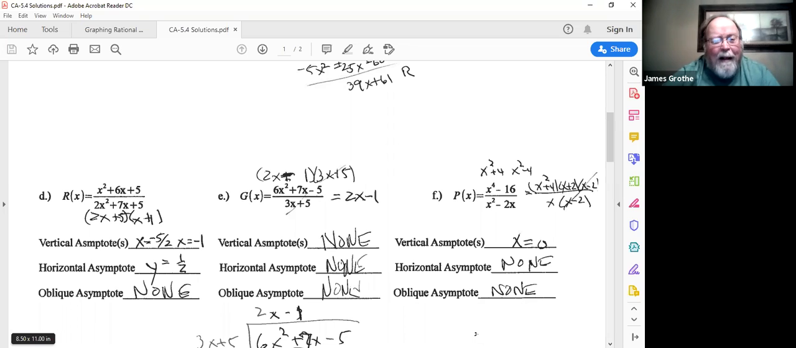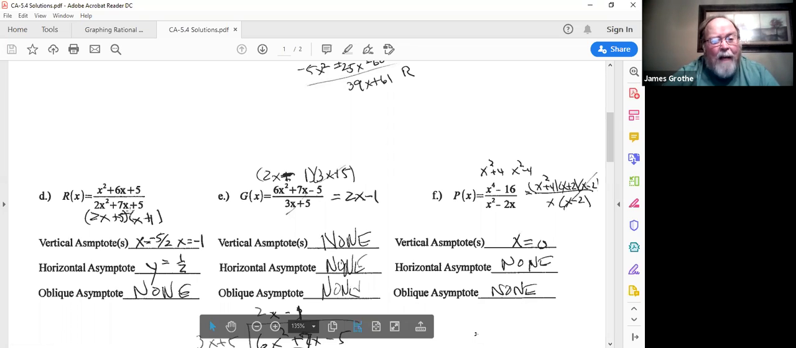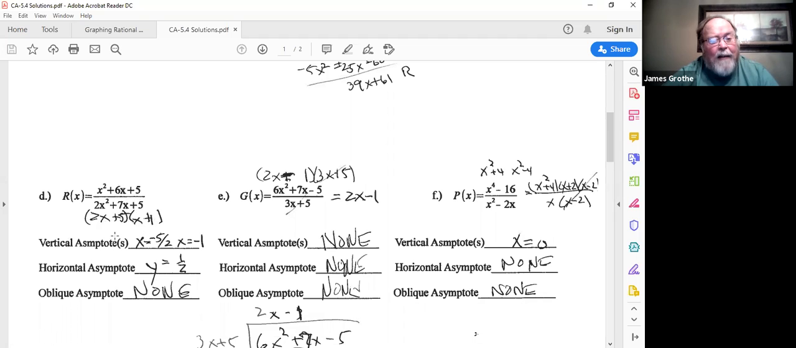We have a couple. Anyway, on top we'd have x plus 2 times x plus 3, and on bottom 2x plus 5 times x plus 1. So nothing to cancel. As far as vertical asymptotes go, we'll set our denominator equal to 0. Since I factored it already, 2x plus 5 times x plus 1, I'll set each of those equal to 0. Setting 2x plus 5 equal to 0, I'll get x equals negative 5 halves. It's one vertical asymptote. And setting x plus 1 equal to 0, I'll get x equals negative 1. It's my other vertical asymptote.